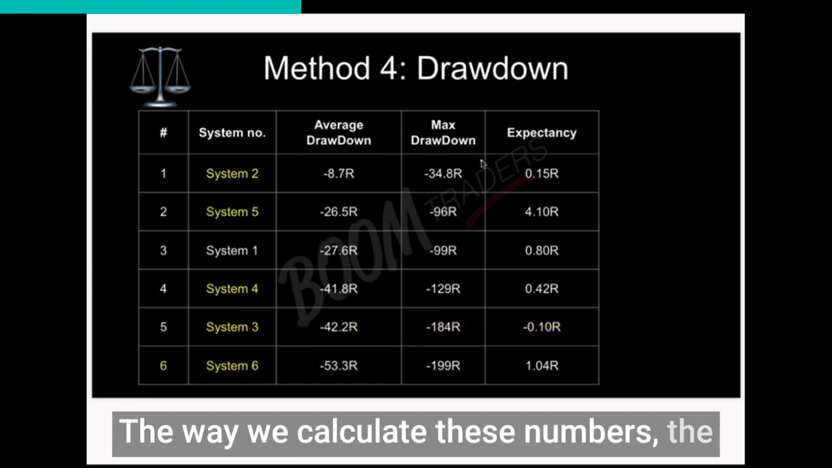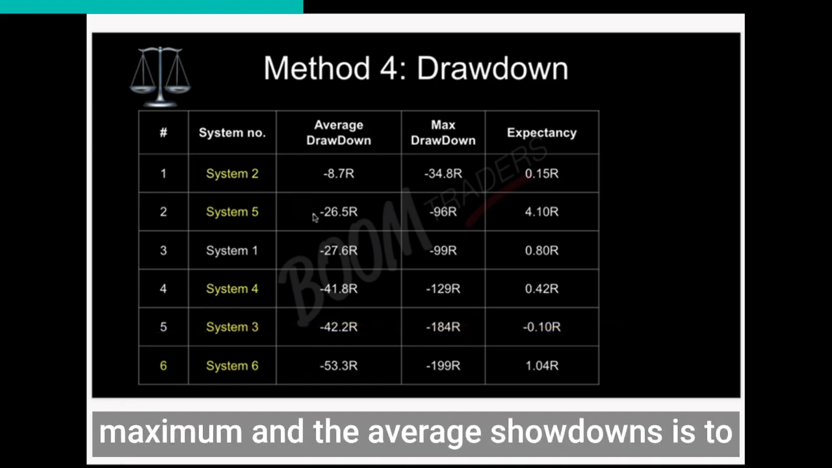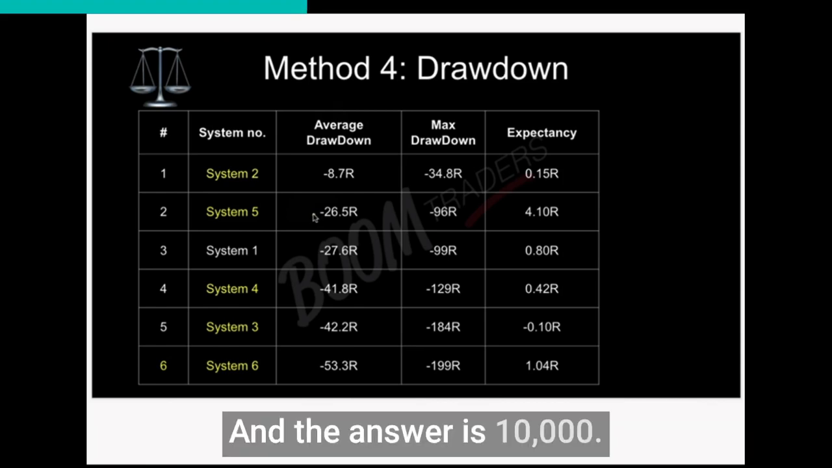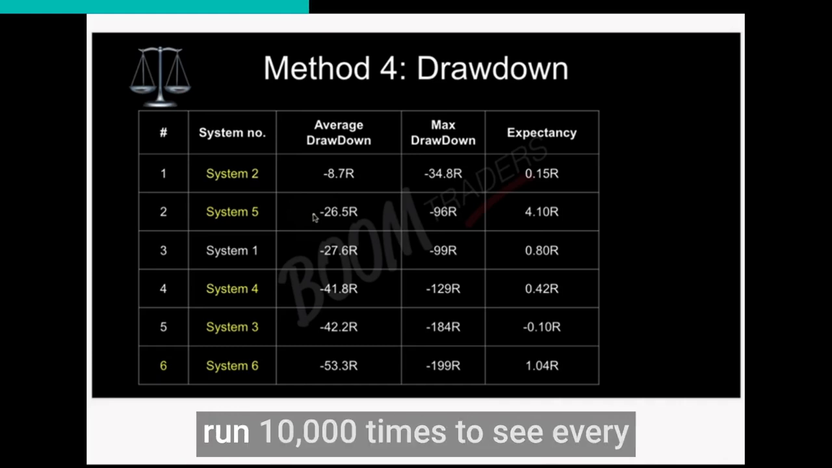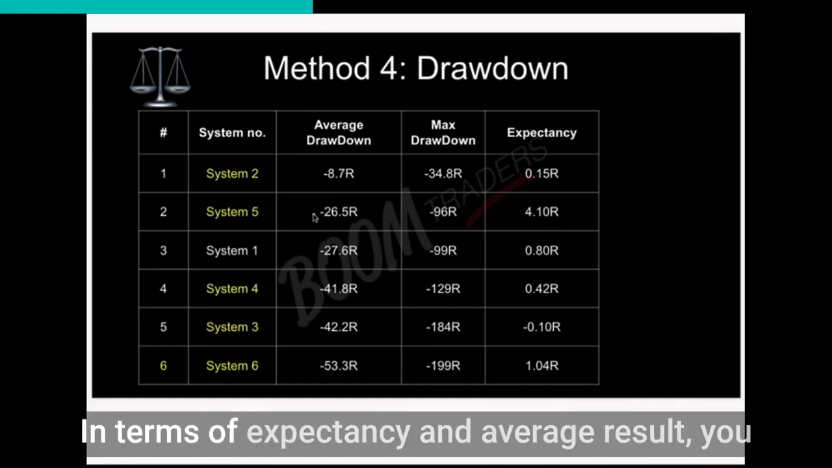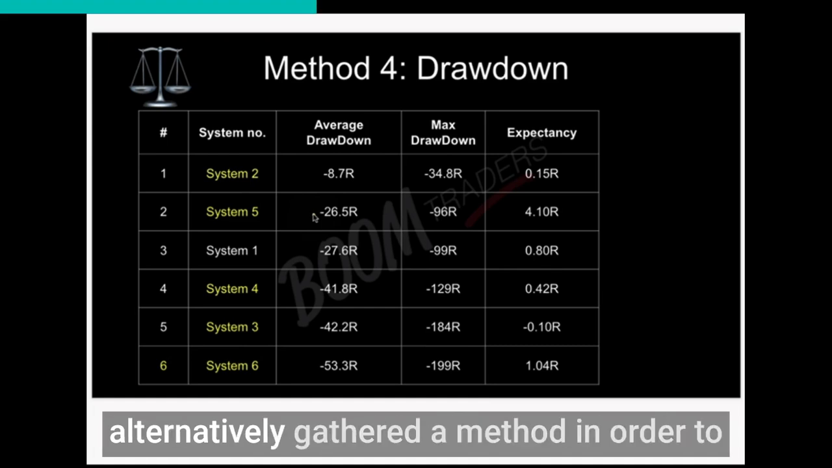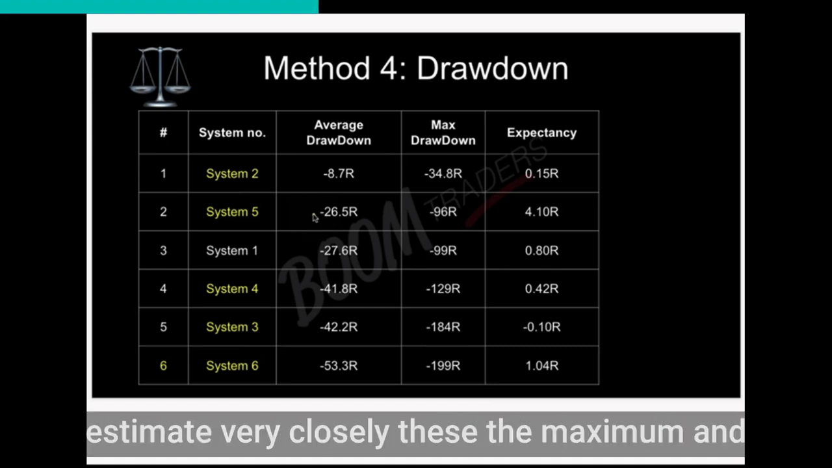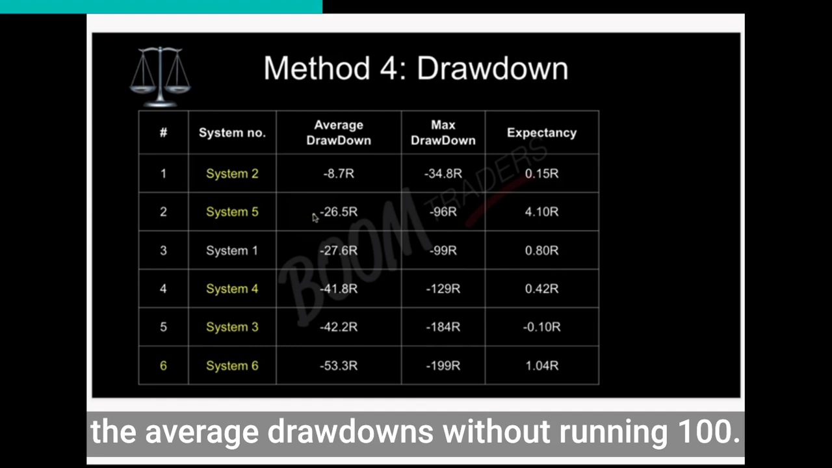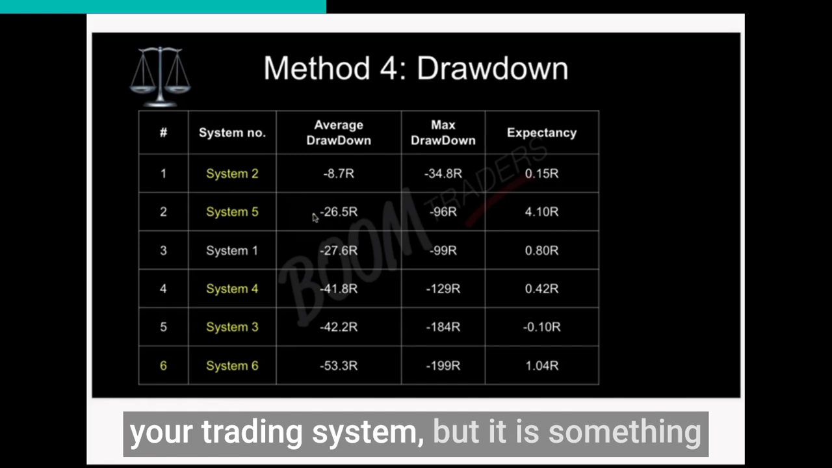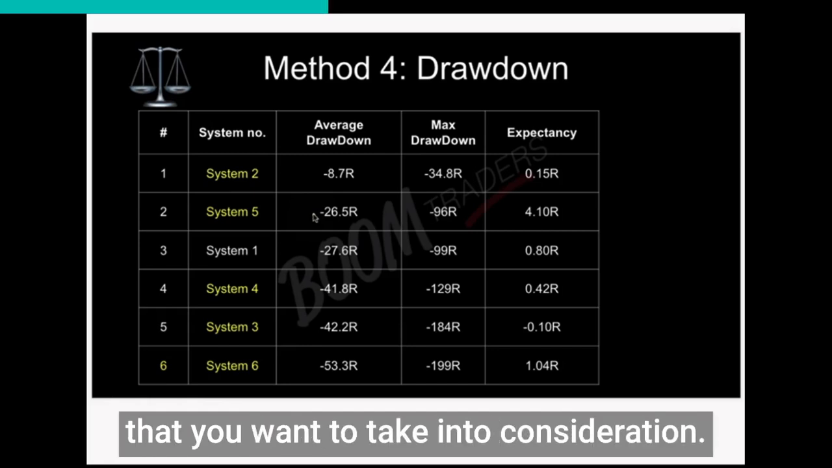The way we calculate these numbers, the maximum and the average drawdowns, is to use simulations of a large sample of 100 trades. Now you might ask how many, and the answer is 10,000. So we grab a system, we run it 10,000 times to see every possible 100 trade scenario in terms of expectancy and average result. You have to use special software, and we have alternatively gathered a method in order to estimate very closely the maximum and the average drawdowns without running 10,000 simulations. Now, if you don't have the software, do not worry, this is still not the best method to evaluate your trading system, but it is something that you want to take into consideration.